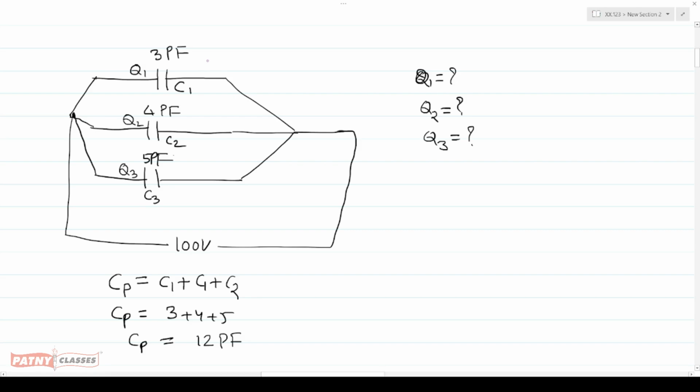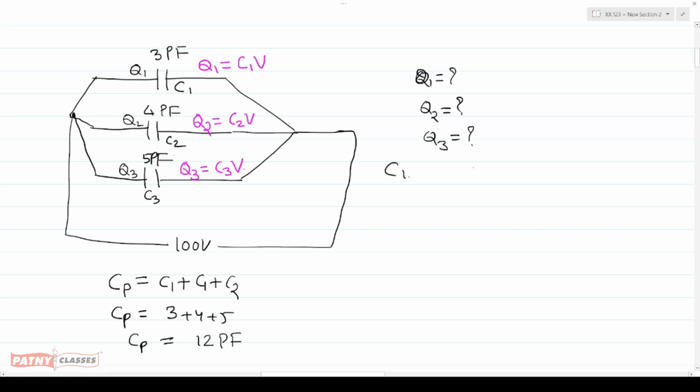Now, the charge on the first capacitor, Q1, can be obtained by using the formula C1 multiplied by V, the charge on the second capacitor by the formula Q2 equals C2 into V, and the charge on the third capacitor by Q3 equals C3 into V. What is V? V is nothing but the applied potential, because they are connected in parallel, so the potential between the plates of each capacitor equals the applied voltage. Applied voltage how much? 100 volts. Therefore, at each capacitor the potential difference equals 100 volts.